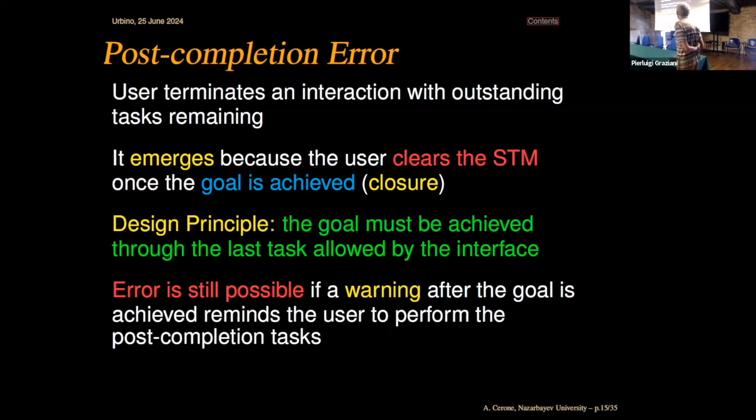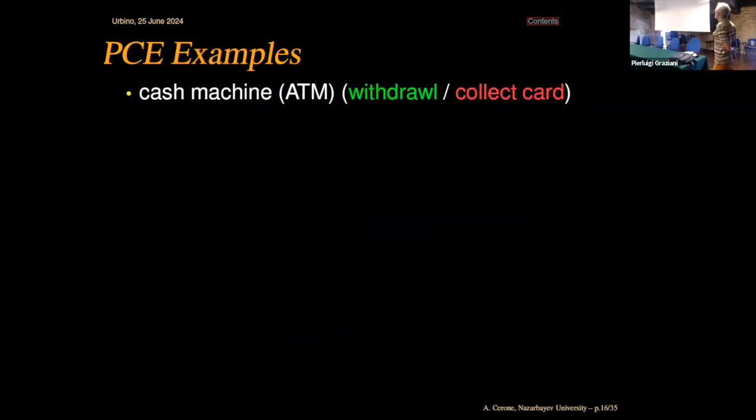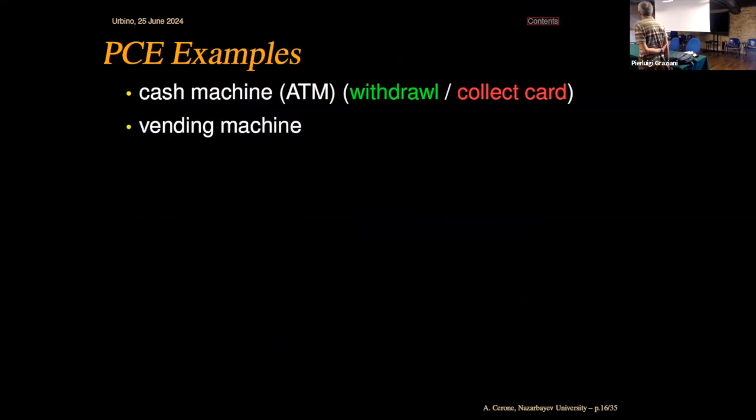Okay, this is not an ad hoc example, because post-completion error really occurs in many situations, even in situations you never thought about. You have here a number of vending machines. What could be a post-completion error in the vending machines here? Normally you put the money, you get the change, then you get the stuff. What might happen?